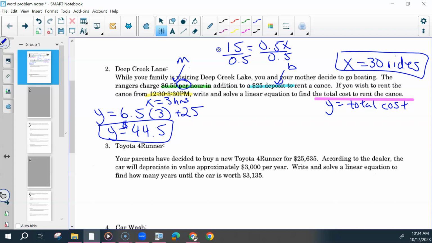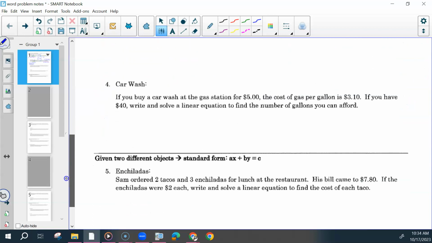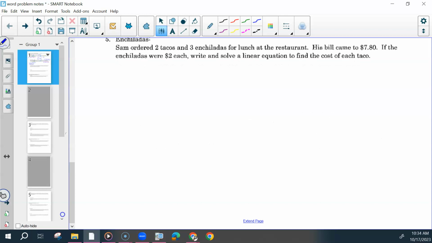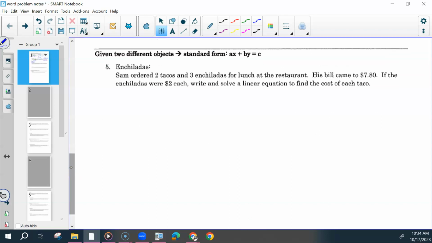Alright, and this next section. Notice that you're given two different objects. That means you're comparing two different things. And the format is different. So I'm going to read through number 5, enchiladas. Sam ordered 2 tacos and 3 enchiladas for lunch at the restaurant. His bill came to $7.80. If the enchiladas were $2 each, write and solve a linear equation to find the cost of each taco.